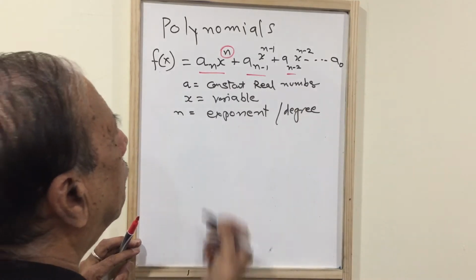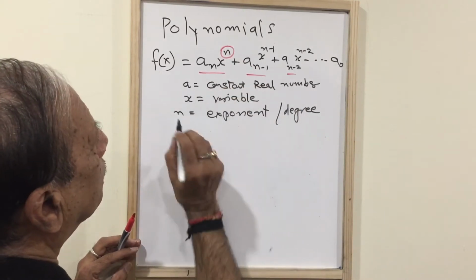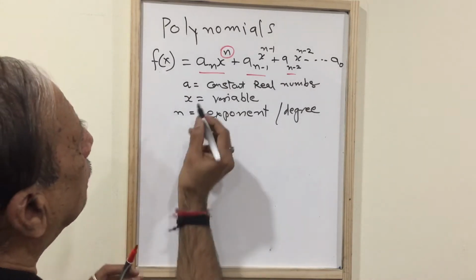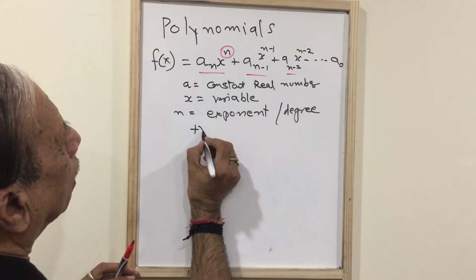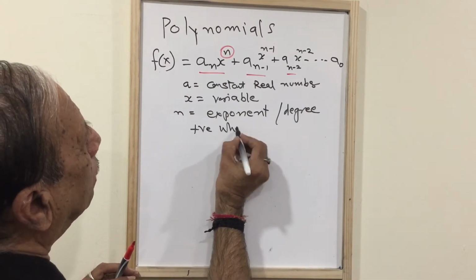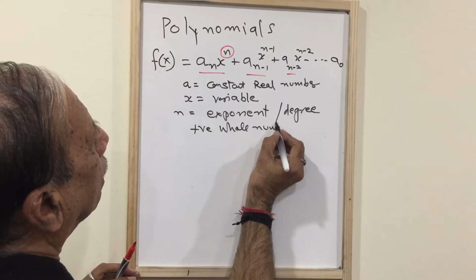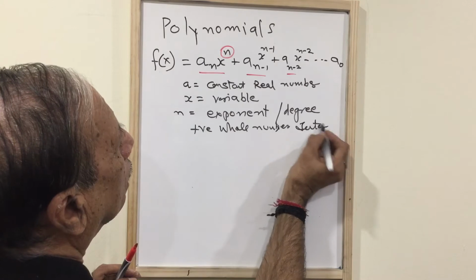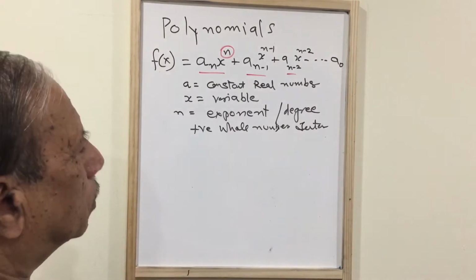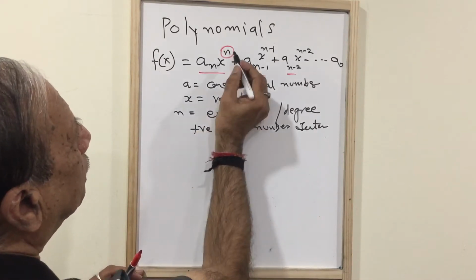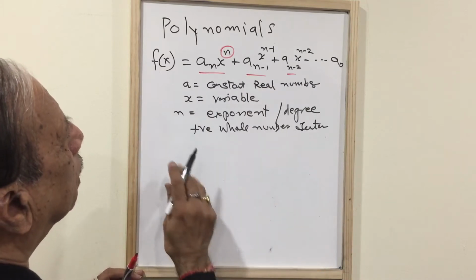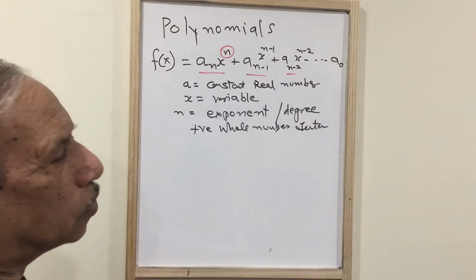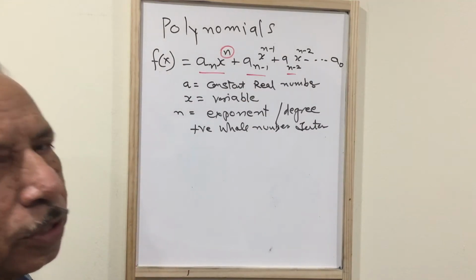And the primary condition for this is that it should be a positive whole number integer. So this is the condition. If it is not a positive whole number integer, then this equation cannot be called a polynomial.